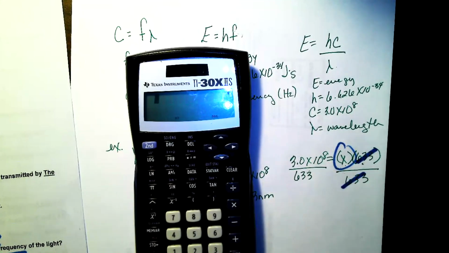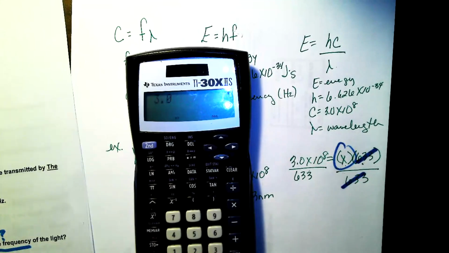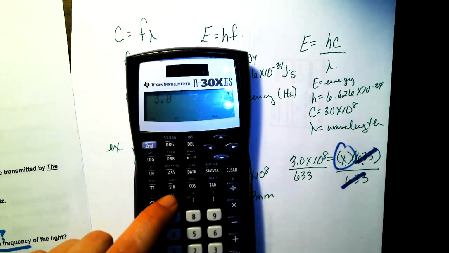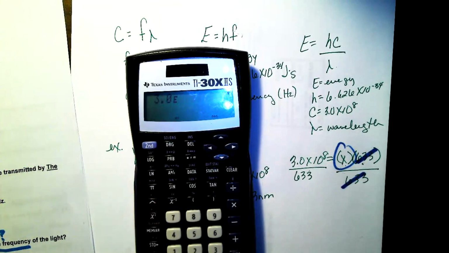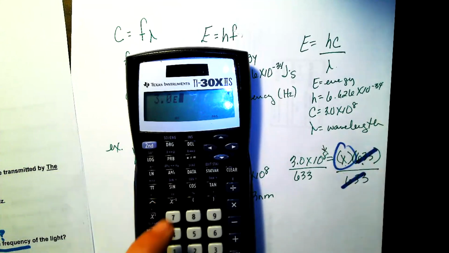We put in the top number first, so 3.0. Remember, we don't put the times 10. We do second, and then we hit the double E right above 7. And all we need to do is put in the 8. So it should look like that. And then hit divide, and then 633. And we hit enter.